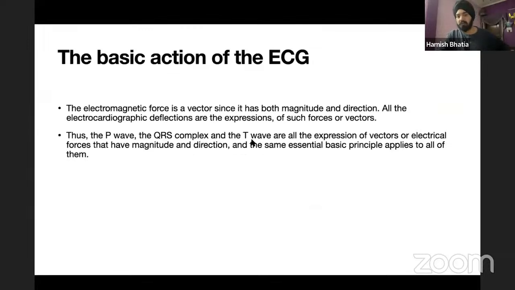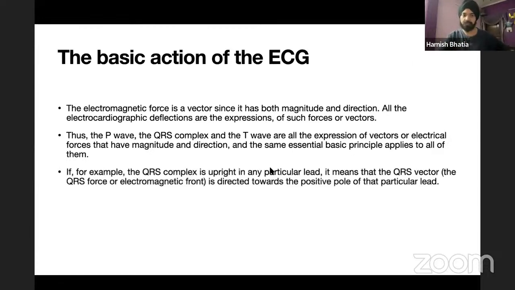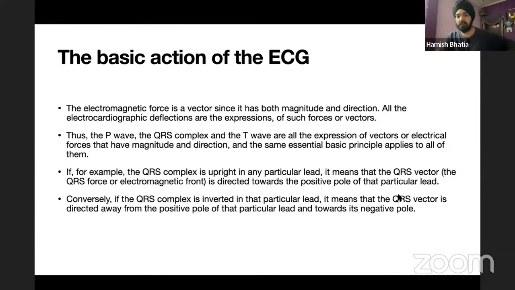Thus, the P wave, the QRS complex, and the T wave are all expressions of vectors or electrical forces that have magnitude and direction, and the same essential basic principle applies to all of them. Okay, correct. All of these waves are formed because of both the force as well as the direction. If, for example, the QRS complex is upright in any particular lead, it means that the QRS vector is directed towards the positive pole of that particular lead. Okay, samajh mein aaya? Conversely, if the QRS complex is inverted in that particular lead, it means that the QRS vector is directed away from the positive pole of that lead and towards its negative pole. Okay? This is also clear.